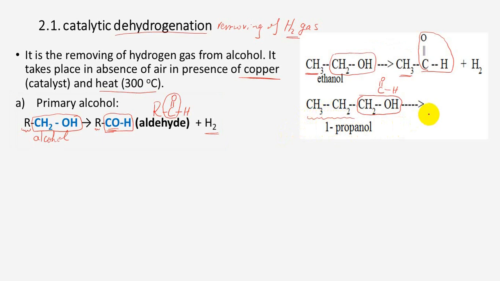So the product obtained, if I want to write the condensed structural formula of the aldehyde produced in this reaction, is CH3CH2, this carbon shall remain the same, and we replace the alcohol group with C double bond OH, plus the other product, which is hydrogen gas.